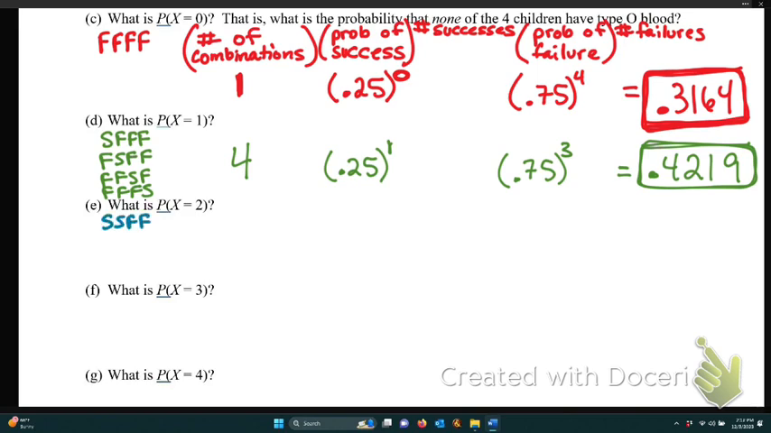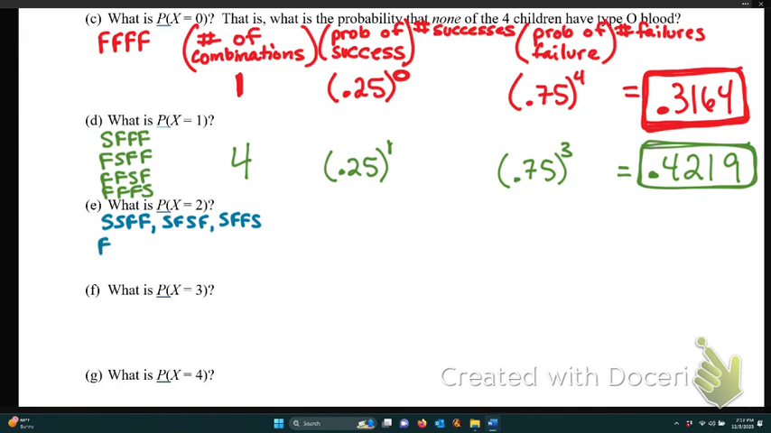Well, I could have 2 successes, then 2 failures. I could have a success, a failure, and so on. Or I could have a success, 2 failures, then a success. Those are all the different ways that the first kid is a success, and then one of the other 3 is a success.